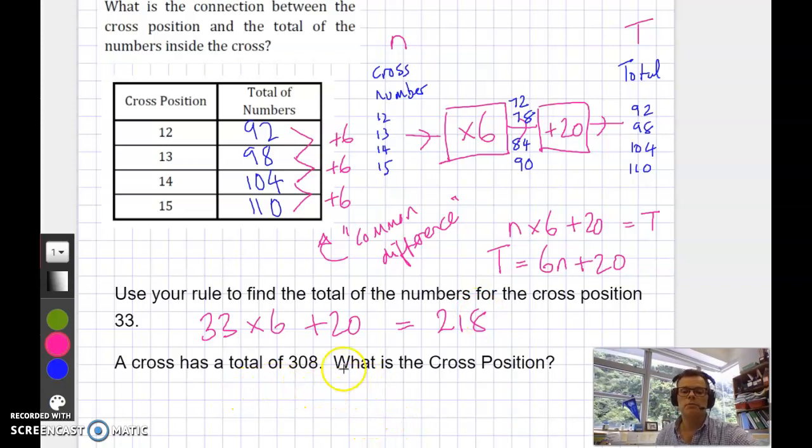A cross has a total of 308. What is the cross position? Well, in this case, I'm looking for a number. I could call it n. If you're not so happy with algebra, you could just call it a question mark. And I want to multiply that by 6 and add 20, and I want to get 308.